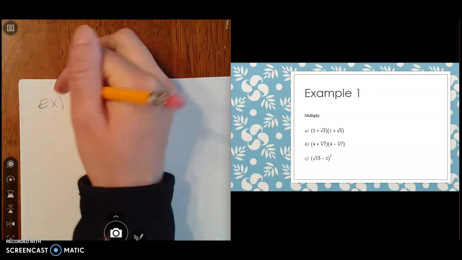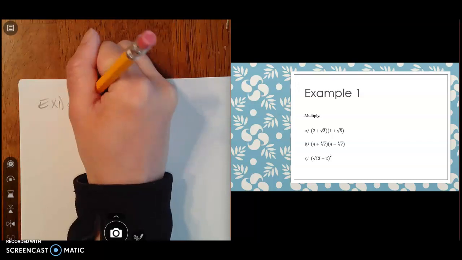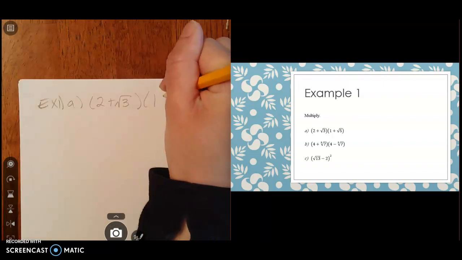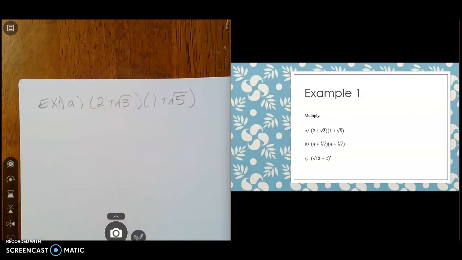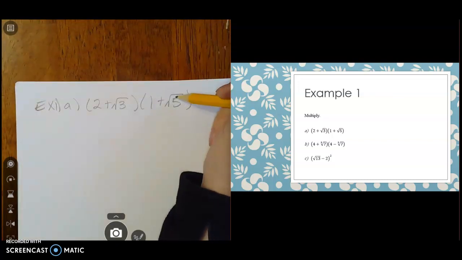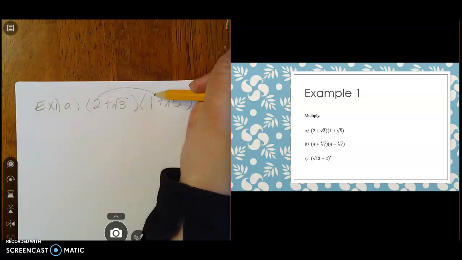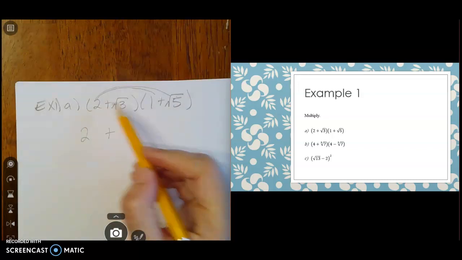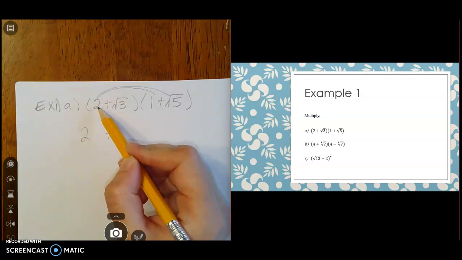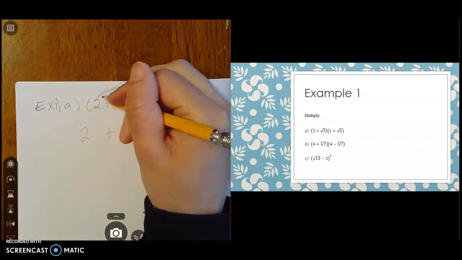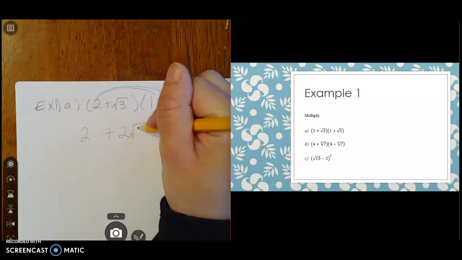So my first example, in example 1a, has 2 plus the square root of 3 times 1 plus the square root of 5. So we're going to distribute just like normal. I'm going to do this first term, the 2, and multiply it by both terms in the second parenthesis. I'm going to do 2 times 1, which is 2, plus 2 times the square root of 5. This one doesn't have a radical, it's just a coefficient. So we multiply coefficient times coefficient. 2 times 1 would be 2. And then 2 times the square root of 5 would just be 2 square root of 5.